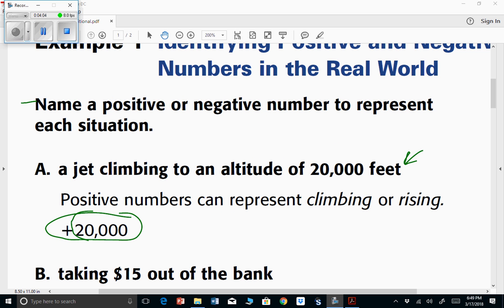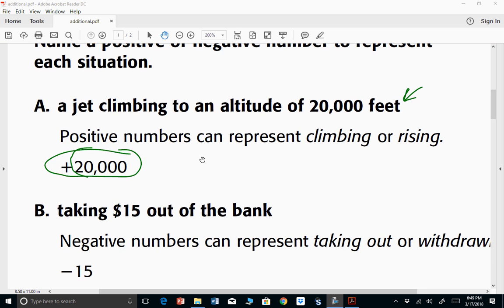The next question says, taking $15 out of the bank. Since you are taking the money out of the bank, you're subtracting from what's in your bank account. That would be viewed as negative. And so the appropriate number for that would be -15.